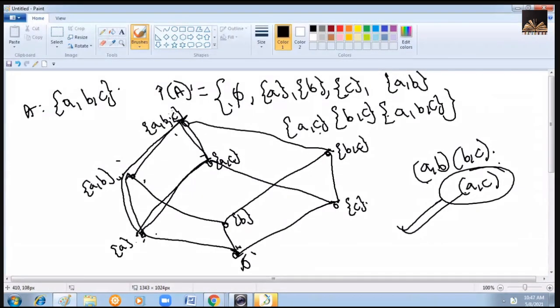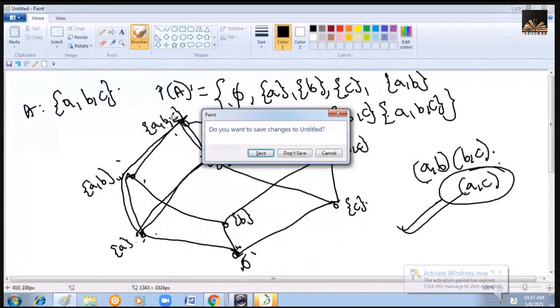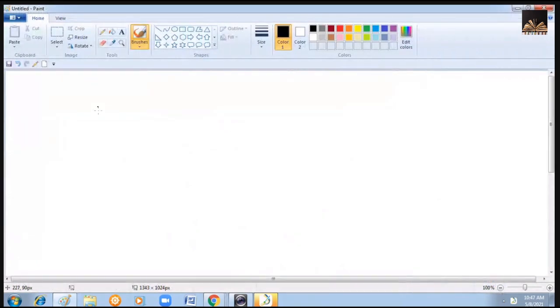Any other doubts? So next example is: draw the hash diagram for D12. The slash means it is a division operation. Sorry, draw the hash diagram for D12.